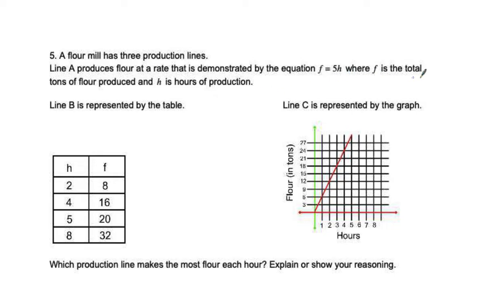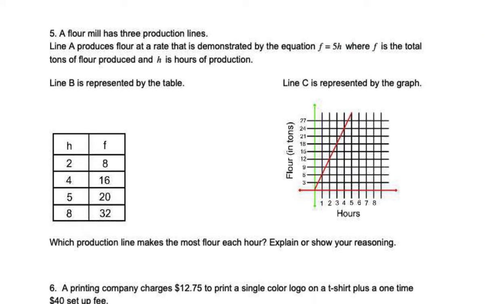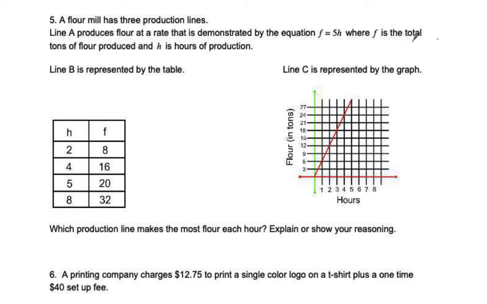All right, more into some of the word problem stuff. This first one's not too bad. A flour mill has 3 production lines. Line A produces flour at a rate that is demonstrated by the equation F equals 5H, where F is the total tons of flour produced, and H is the hours of production. So flour equals 5 times the number of hours. Okay? Is the way that equation kind of represents itself. This is a proportional relationship, right? A proportional equation. We should recognize that equation form.